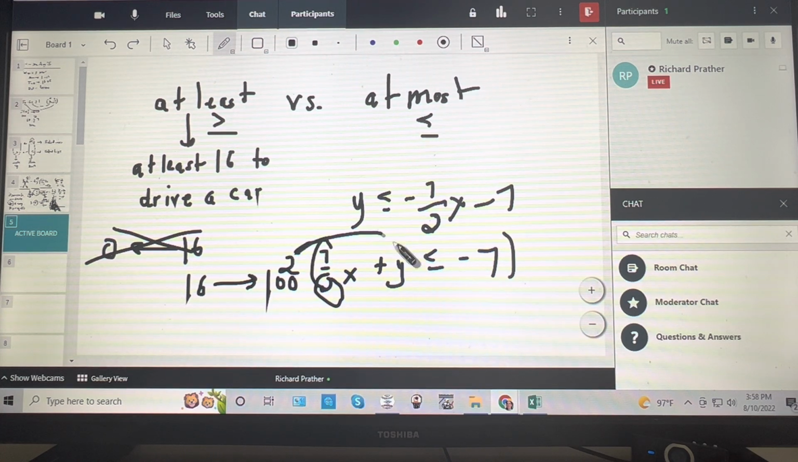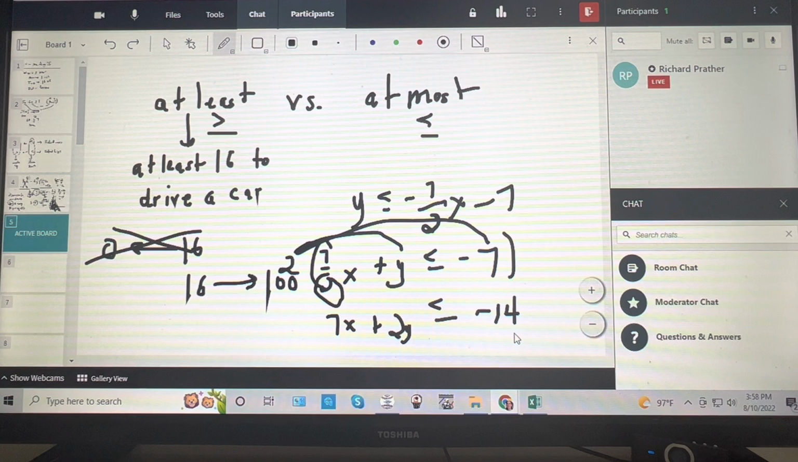Multiply everything by 2. And that would cancel the 2's right here. 7x, 2y. I'm multiplying by 2, so then I don't flip it. But if I multiplied by -2, I would have to flip it. And even though it's 2 times -7, you don't flip that. It's not if you multiply with a negative, it's if you multiply by a negative. So this would be the inequality.